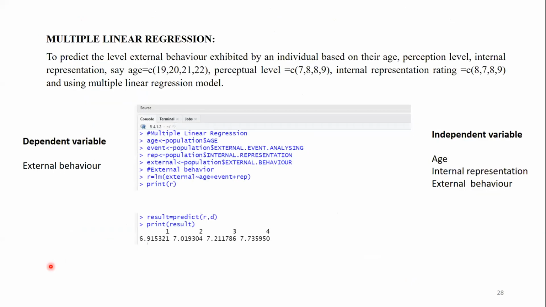And using multiple linear regression, I gave different variables as age, internal representation, and perception, and my dependent variable as external behavior. So to predict the level of external behavior exhibited by a student, I've given the age group of 19, 20, 21, and 22, and the perception level as 7, 8, 8, and 9. Internal representation as 8, 7, 8, 9. So using this, we are getting 6.9, 7.0, 7.2, and 7.7.